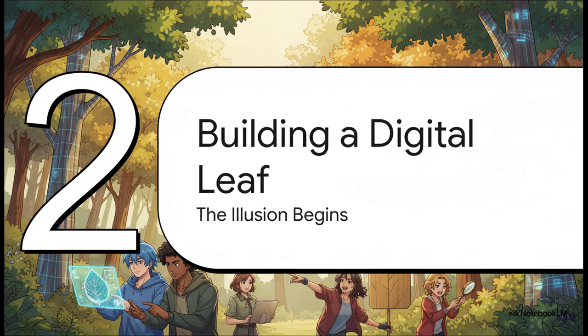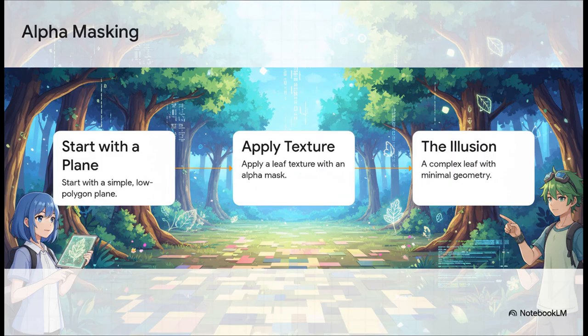And to see how it works, let's start small. Let's build just a single digital leaf. And here is one of the oldest and honestly most brilliant tricks in the book, alpha masking. So instead of trying to model the complex, jagged shape of a leaf, an artist just starts with a super simple flat rectangle, a really low polygon plane. Then they slap a picture of a leaf on it, a texture, that has what's called an alpha mask. And all that mask does is tell the computer, hey, this part's the leaf and everything else is transparent. And boom, the result is a complex-looking leaf that uses almost no geometry. It's a total illusion and it's absolutely genius.